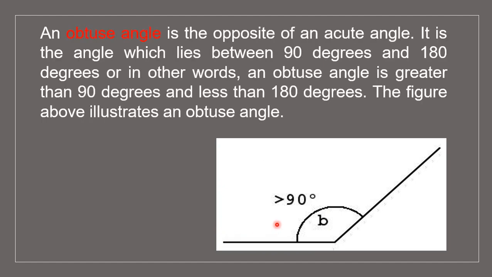Now in this figure, this is the obtuse angle where this angle B looks greater than the 90 degree angle. So we can say the obtuse angle lies more than 90 but less than 180 degrees. So an obtuse angle is the angle which lies between 90 degrees and 180 degrees, more than 90 degrees and less than 180 degrees. So the angle is known as an obtuse angle.